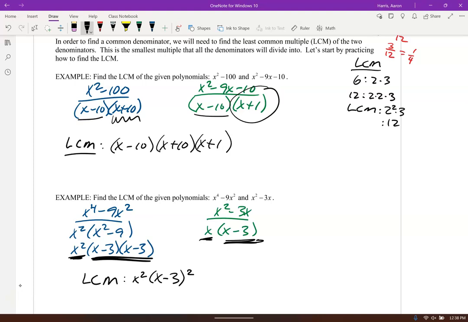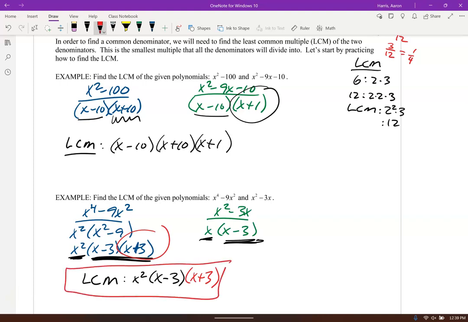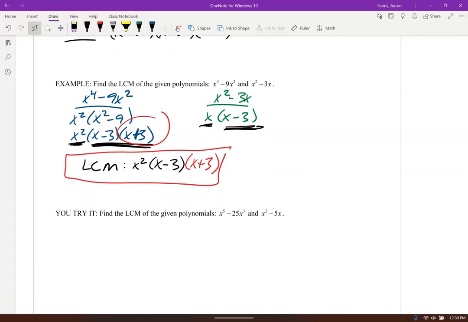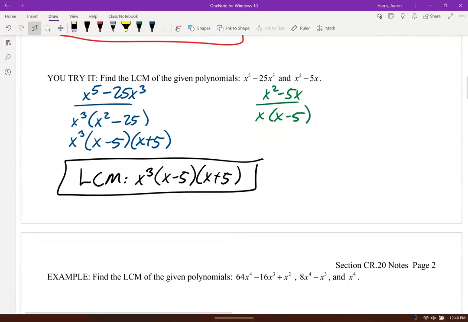So x squared times, oh, I factored that wrong. Oh my gosh, I'm sorry. That's x minus 3 times x plus 3. Whoops. That means we only have 1 x minus 3. Sorry about that. And then I also have an x plus 3. There's our least common multiple there. Okay, why don't you guys go ahead and try that one. Go ahead and check yourself there with that one.